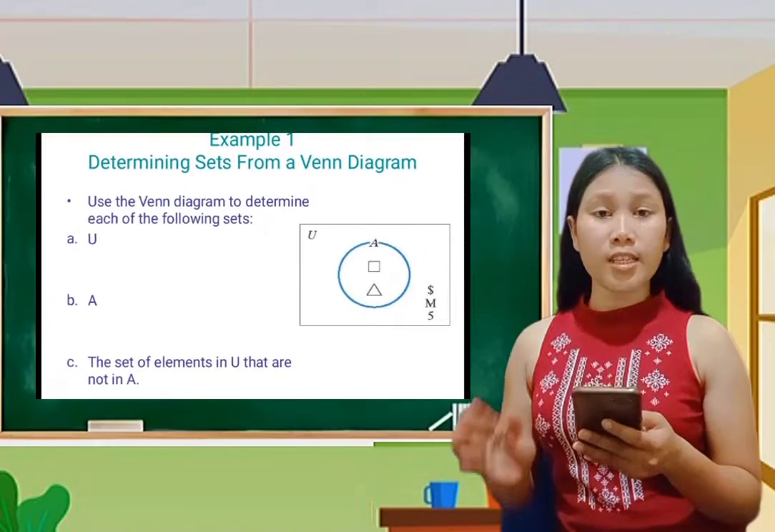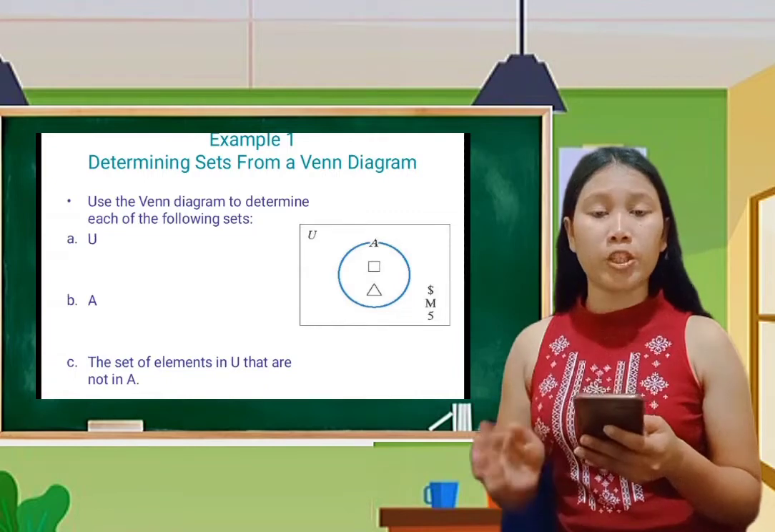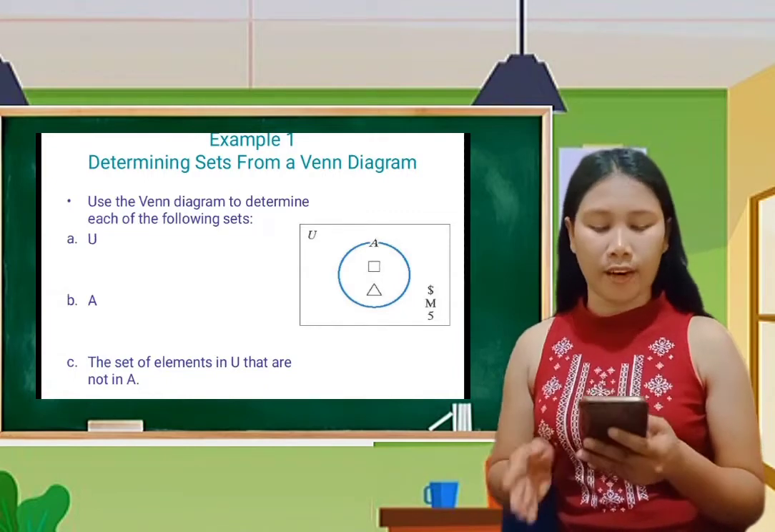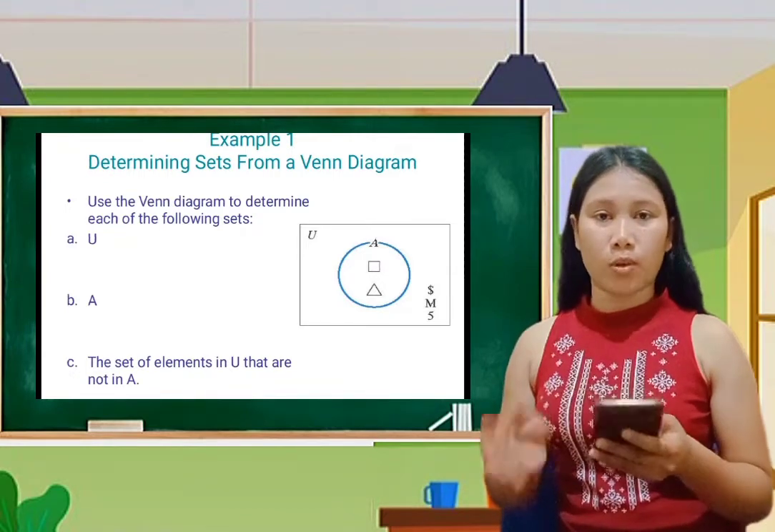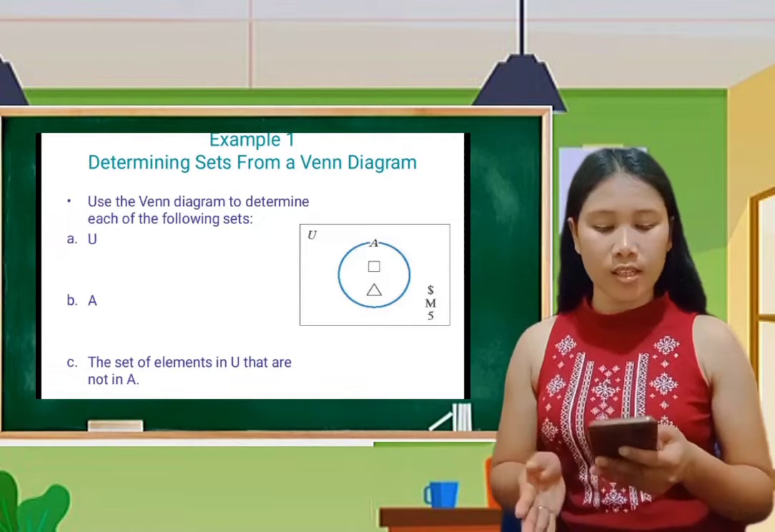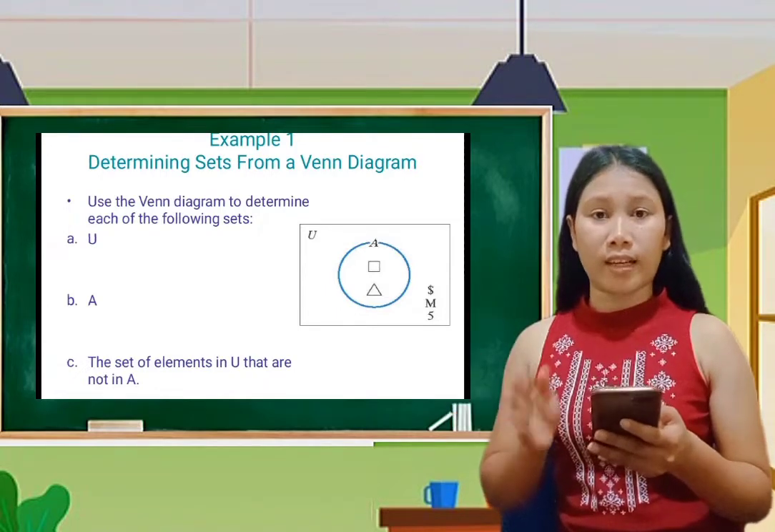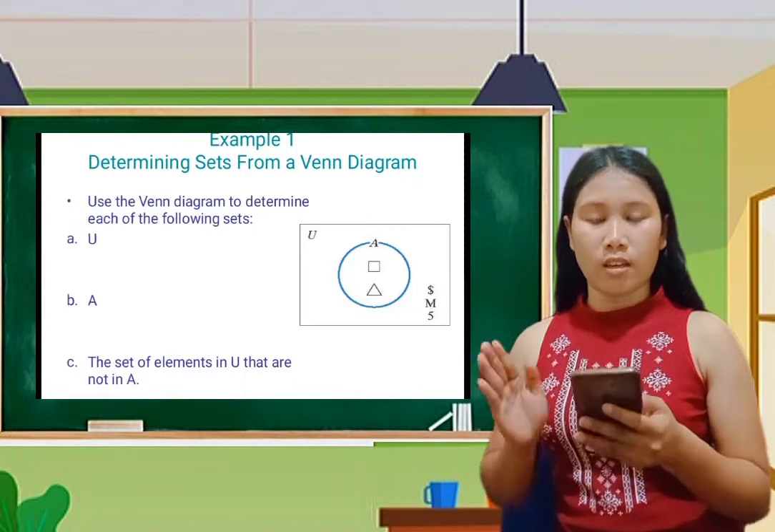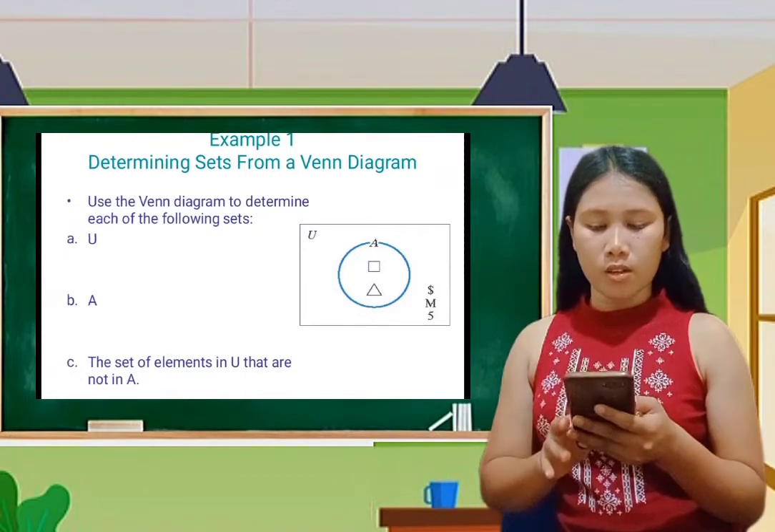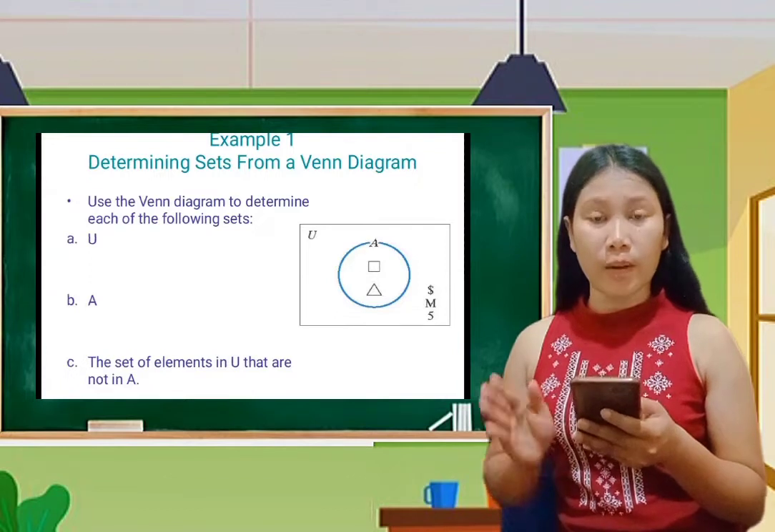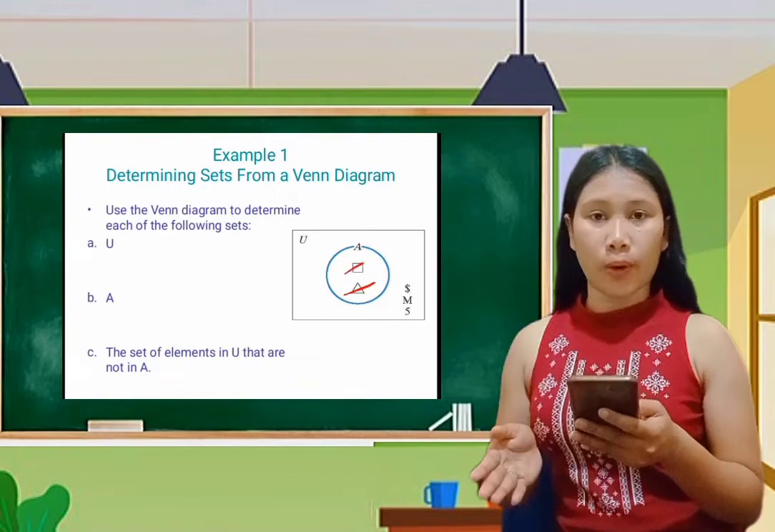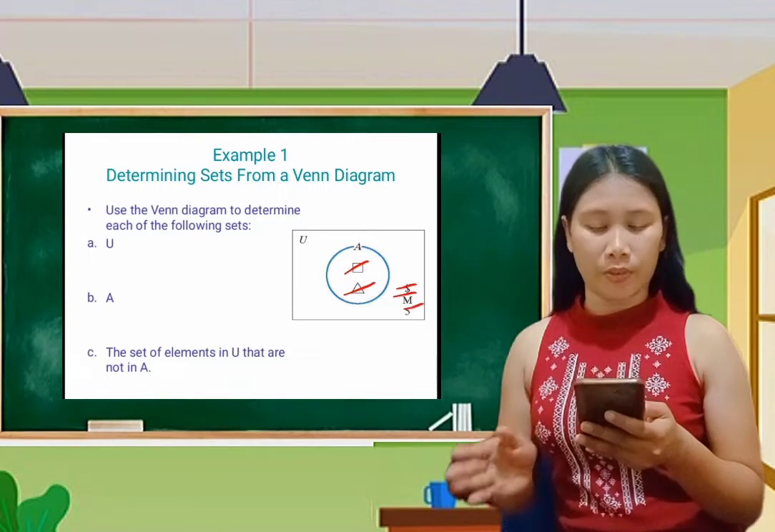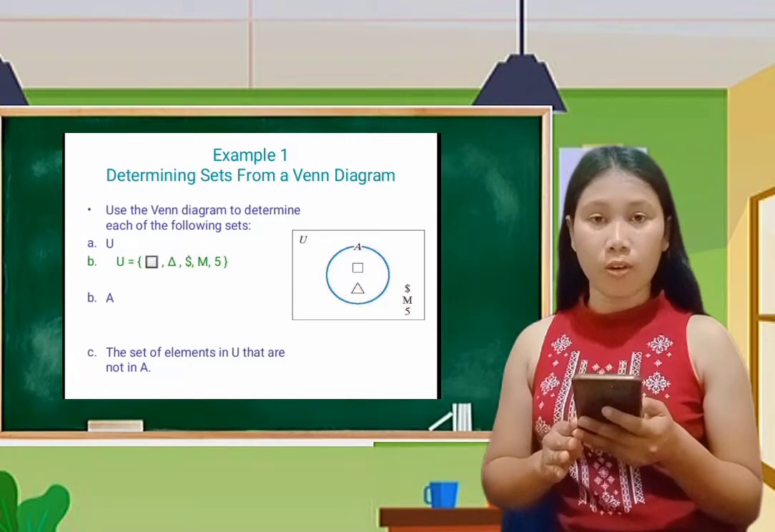So, in this example number 1, we will determine each of the following sets using Venn diagram. So, what is the universal set in this Venn diagram? As what I've said kanina, yung universal set is kung ano nakapaloob dyan sa rectangle na yan is represented as universal set. So, the universal set here, the element of universal set here are the triangle, the square, the dollar sign, the letter M, and number 5. So, let me check. Okay, very good.